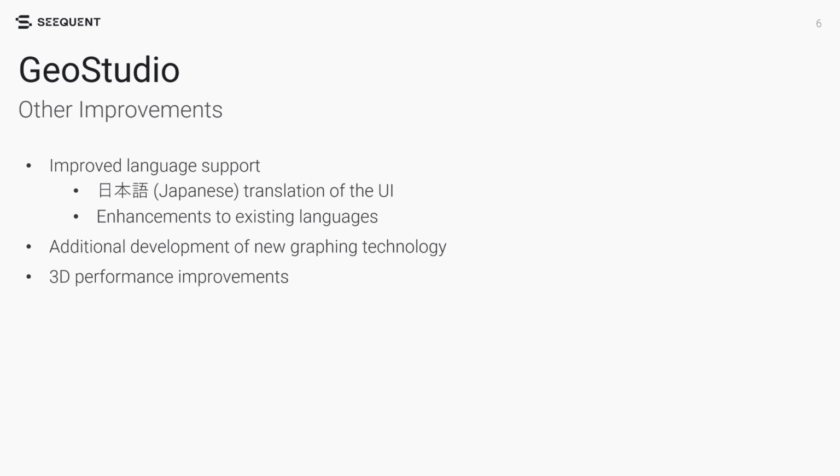GeoStudio 2025.2 includes improved language support with the introduction of a Japanese version of GeoStudio, as well as enhancements to the existing languages available in the user interface.